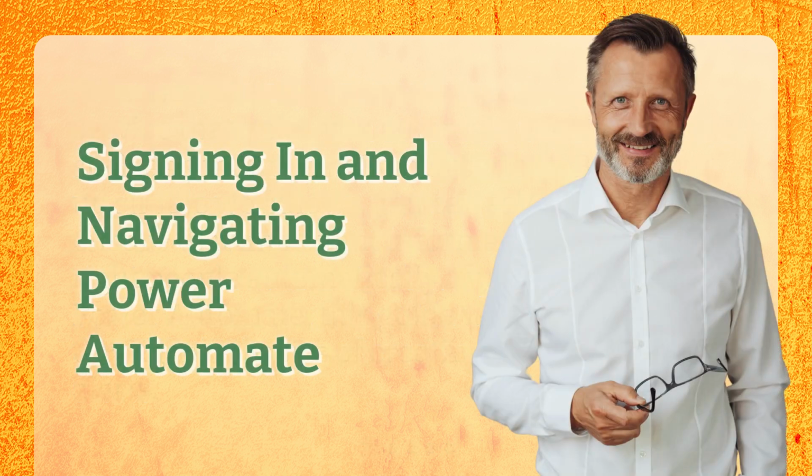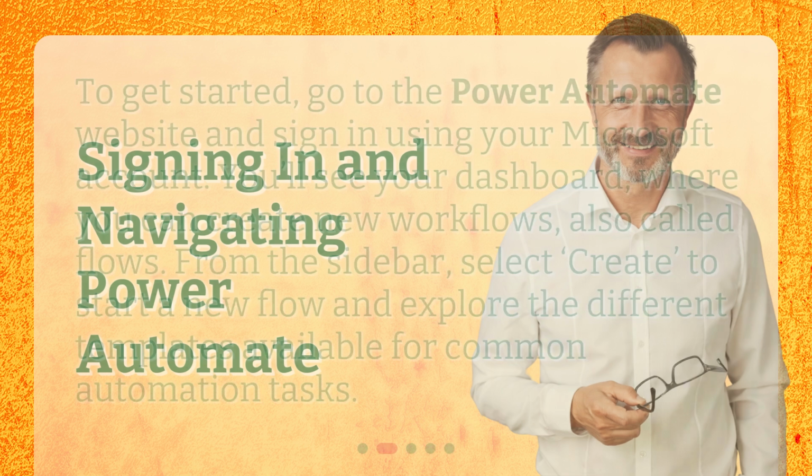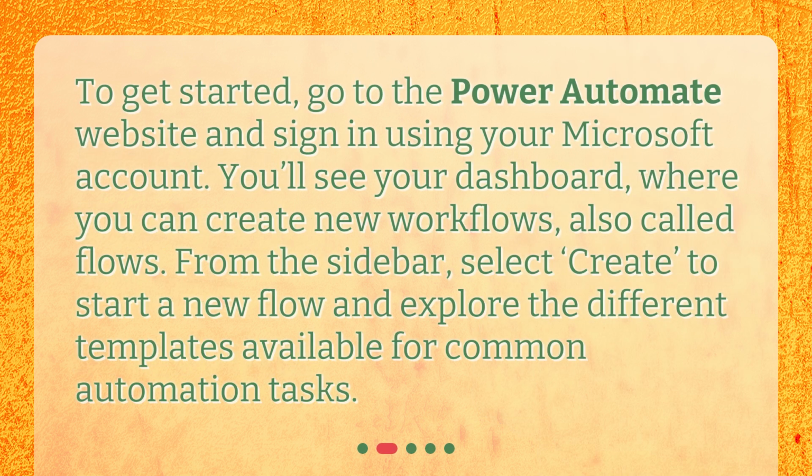Signing in and navigating Power Automate. To get started, go to the Power Automate website and sign in using your Microsoft account. You'll see your dashboard where you can create new workflows, also called flows. From the sidebar, select Create to start a new flow and explore the different templates available for common automation tasks.